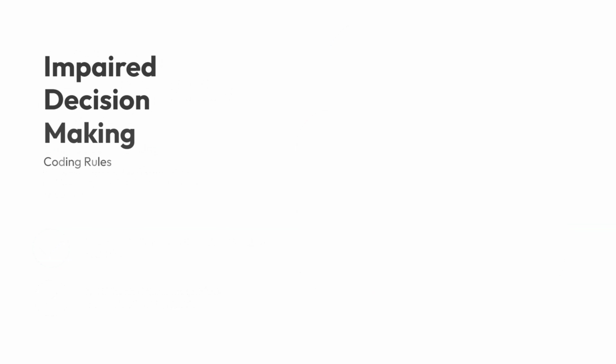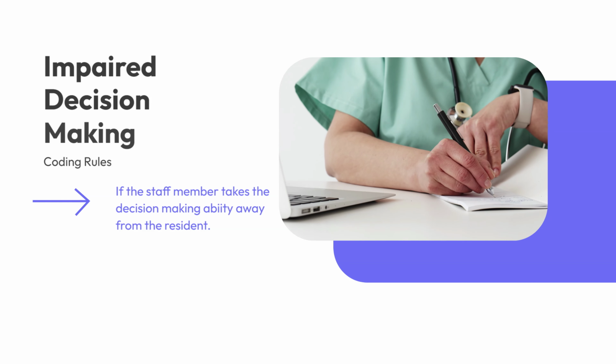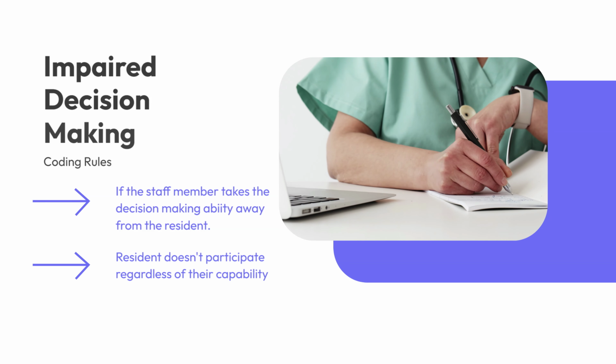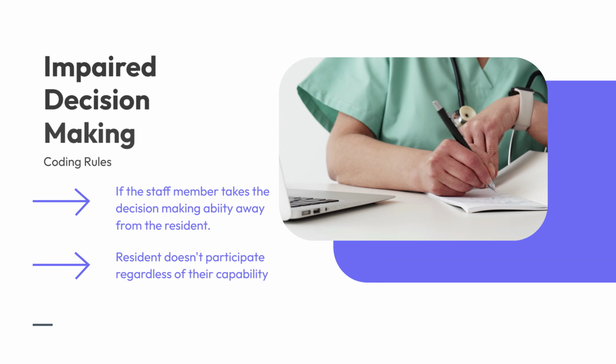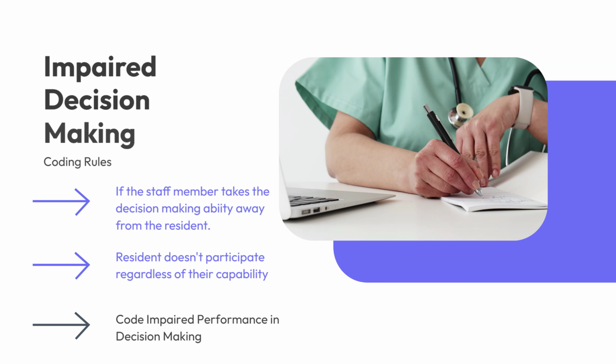If a staff member takes decision-making responsibility away from the resident regarding tasks of everyday living, or the resident does not participate in decision-making, regardless of what the level of capability may be, the resident should be coded as impaired performance in decision-making. In this section, we'll review item C1310, signs and symptoms of delirium.